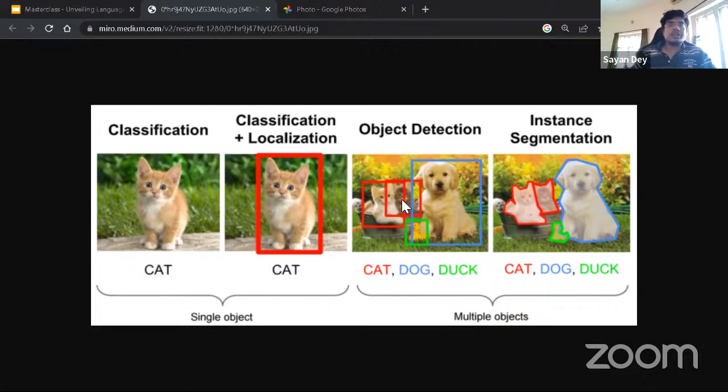And finally, we have something called instance segmentation. As part of instance segmentation, what we do is we once again identify where the objects are. We put exact boundaries around the object and we identify what the objects are. It's a two-step problem we are solving. So detection is where we put rectangular bounding boxes, whereas in segmentation, we basically put exact boundaries around the object. So this is the dog, this is the cat, this is the cat, this is the duck. So we put exact boundaries around the objects in segmentation. That's the way we do it.